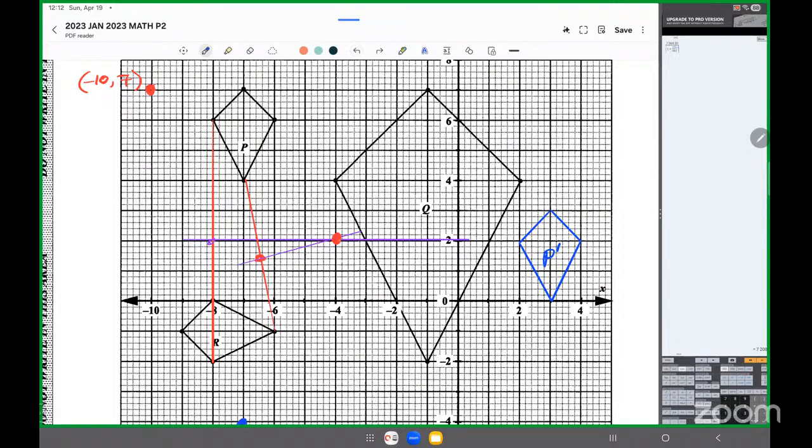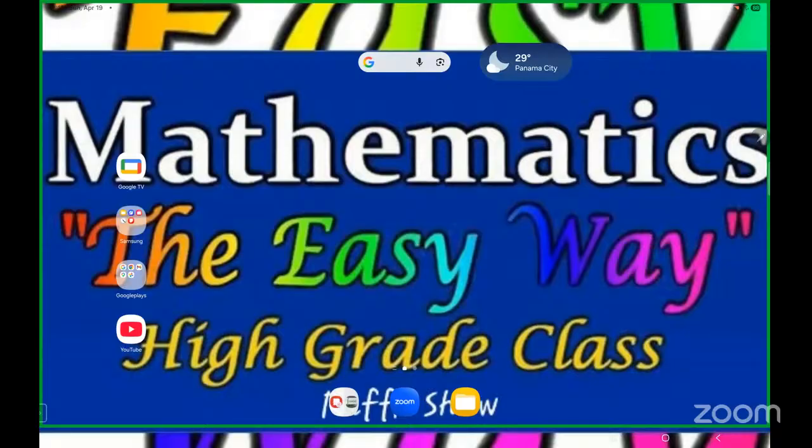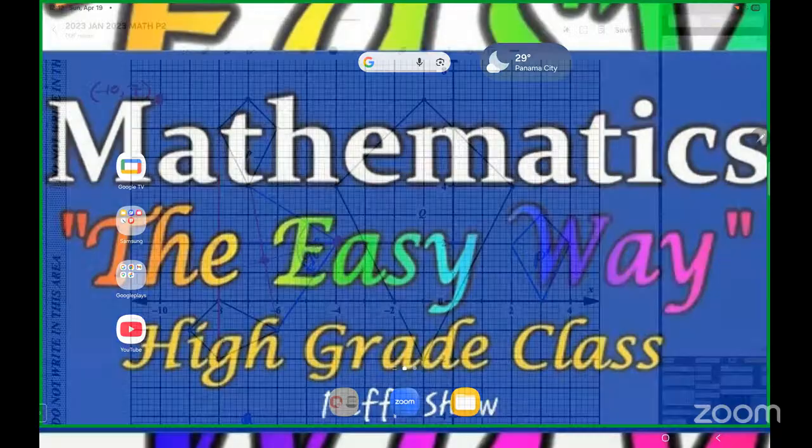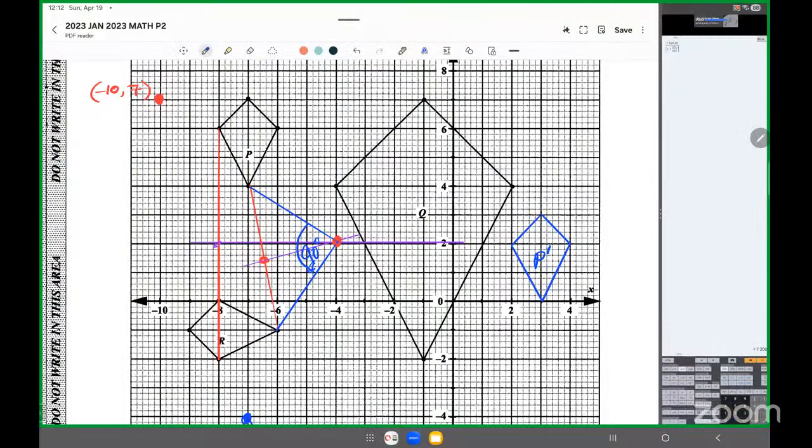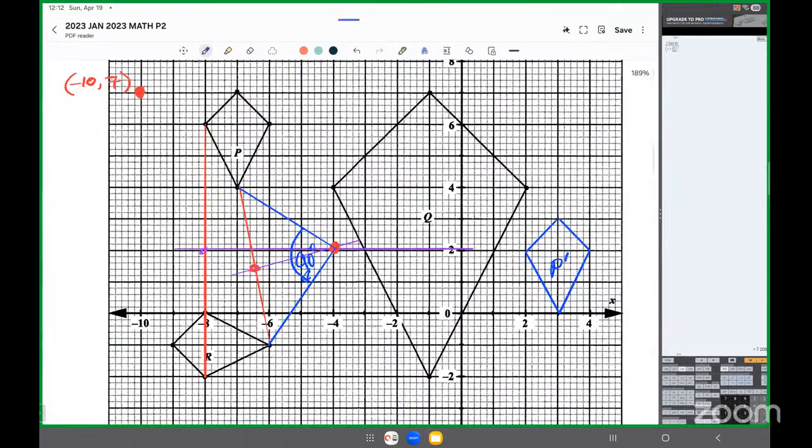So I'm going to leave these two under there. This one to this one. So this rotation is 90 degrees. And that's the center point. And that point is the point negative 4, 2. The center point is negative 4, 2.